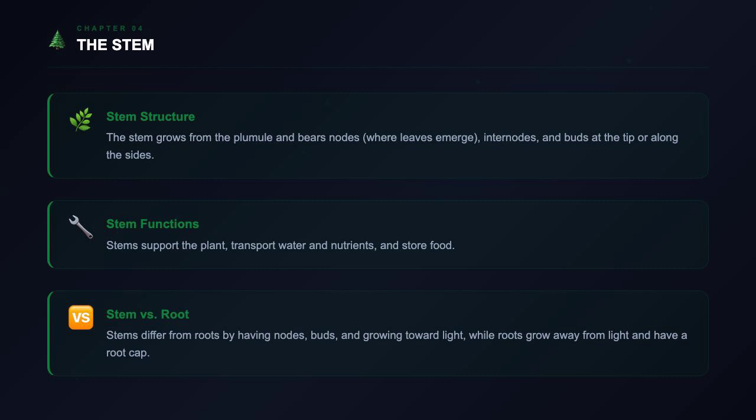They can be told apart from roots by their nodes, buds, and growth towards light. Roots, on the other hand, grow away from light and have a root cap. Young stems often appear green and may turn woody and brown as the plant matures.